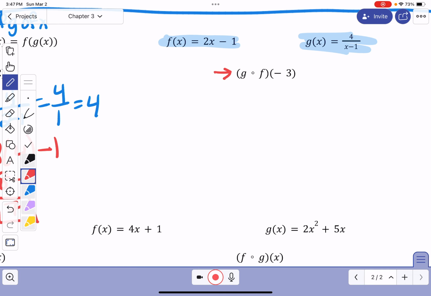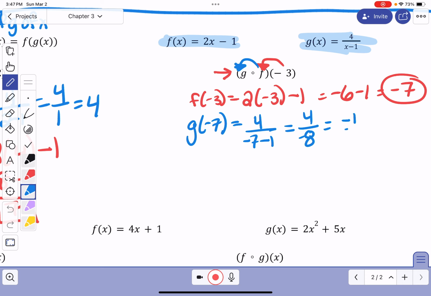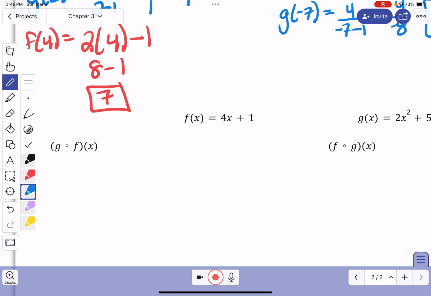This one says G of F. So the difference is we're going to plug it into f first. So f of negative 3 is 2 times negative 3 minus 1, or negative 6 minus 1, or negative 7. Then we're going to take that negative 7 and plug it into g. So g of negative 7 is 4 over negative 7 minus 1, or 4 over negative 8, which reduces to negative 1/2. So the composition just has you doing something to one and then the other instead of the same thing to both.